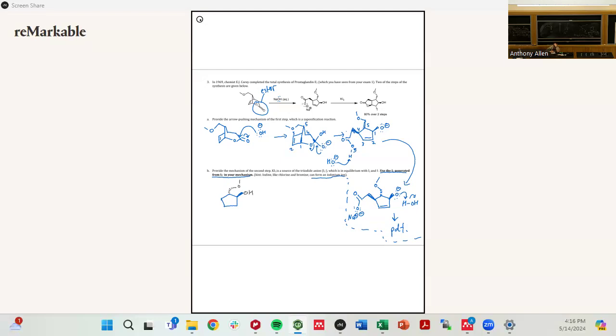The cool reaction. Difficult, yes, but very cool. Question with like this much very complicated drawing thing or no? This much what? Like complicated drawing. No.